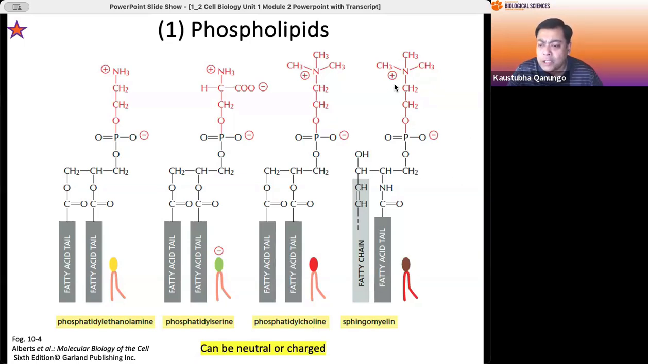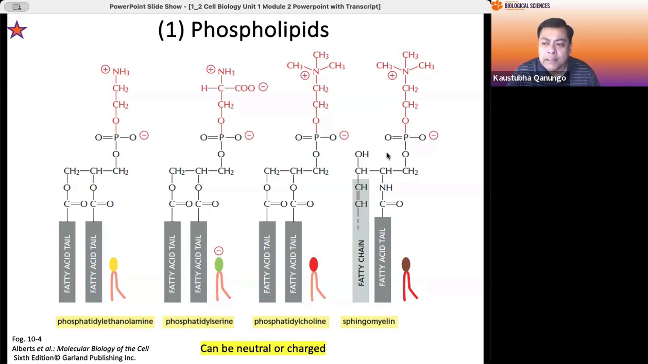Next, you have another one. This is your sphingomyelin. The sphingomyelin, we are going to talk about that. It is also an example of a phospholipid. There are some sphingosine in this class of lipid, which could be a little bit different.